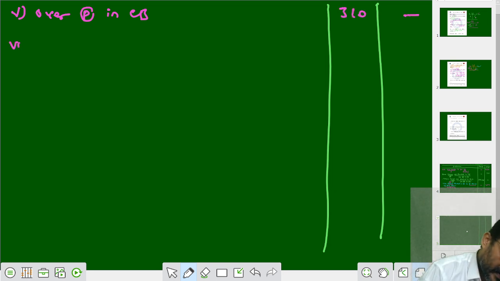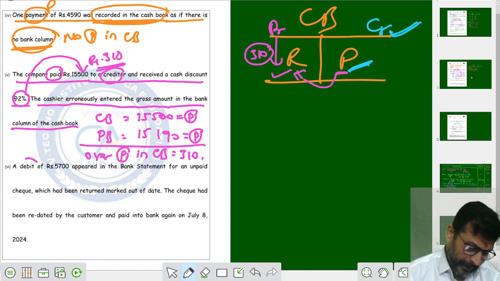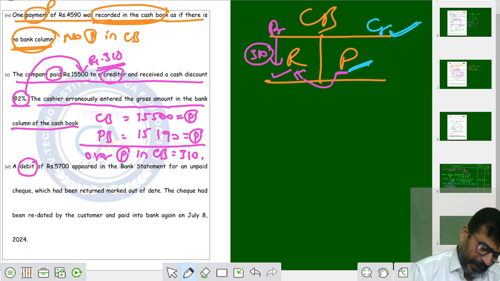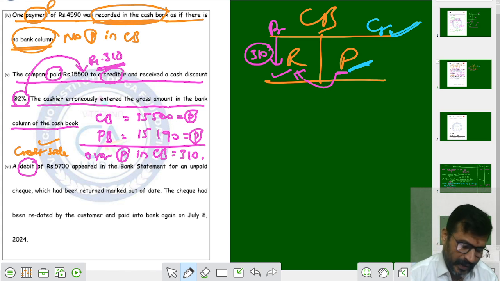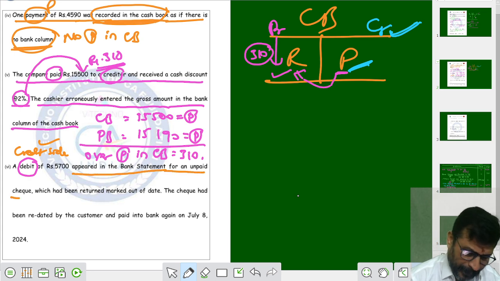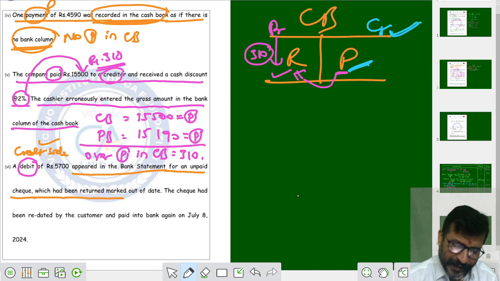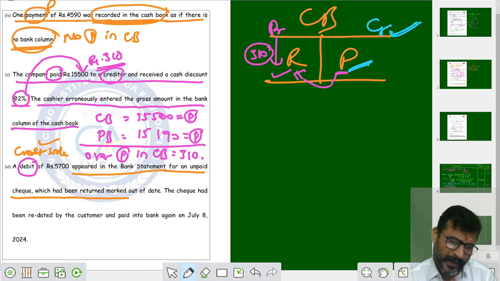Okay. Then next, the sixth point. What have they actually stated in the sixth point? A debit. Debit means where do we have to take it? We have to take it directly on the credit side. That's all. But for the students' sake, I am reading the next concept. A debit of 5,700 appeared in the bank statement for an unpaid check. Check is not paid means the check is dishonored, which had been returned. Return means dishonor, already I told you. Unpaid means return, return means dishonor.